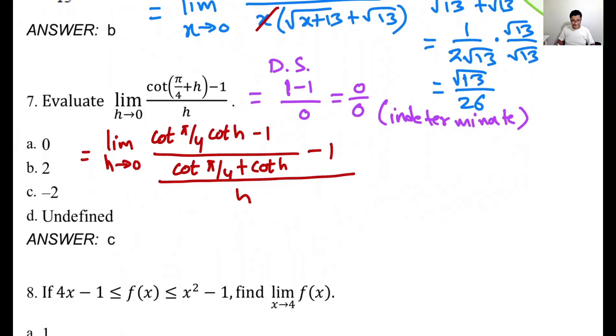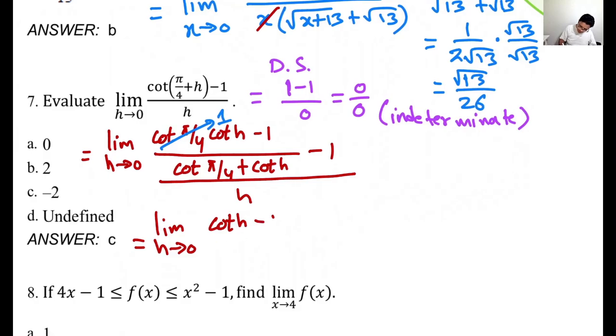Now you need to simplify that. There's some work to do here. Okay. In the simplification process, let me first substitute the value of cot pi over 4 as 1. Then we will do other work. Okay. That will make our work easier. Because cot pi over 4 is 1, that is going to become cot h minus 1 divided by 1 plus cot h minus 1, whole divided by h.